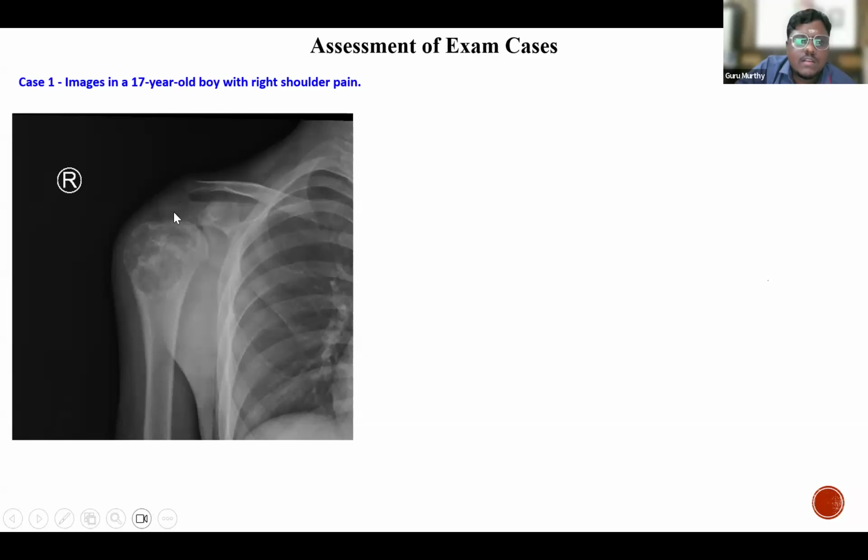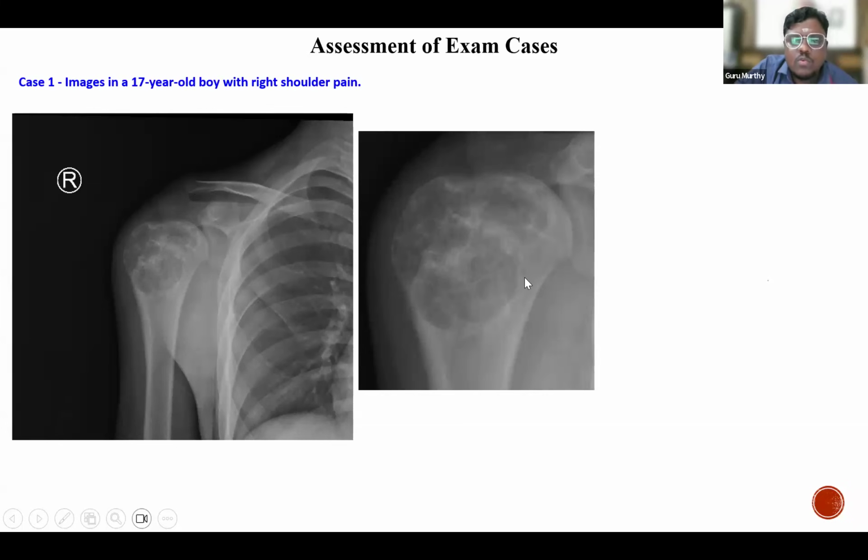Already they have mentioned the age as 17. So on X-ray, you check whether the skeleton is mature or immature. If you see a thin sliver of line, the physis is not yet fused, so it's an immature skeleton. It corresponds with the age they have provided. If you're not able to see, I'll zoom and give. So here you are able to appreciate the physis.